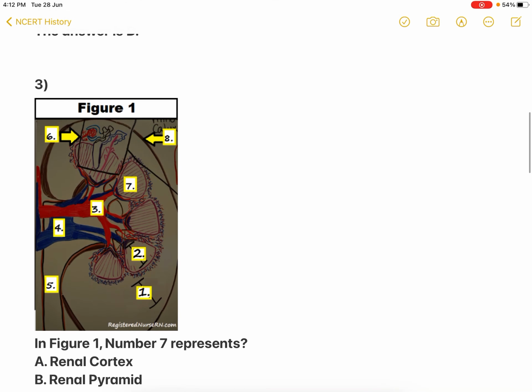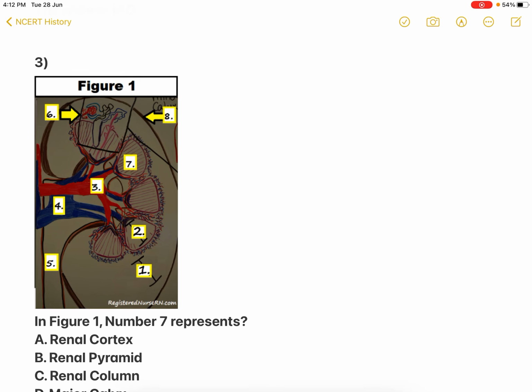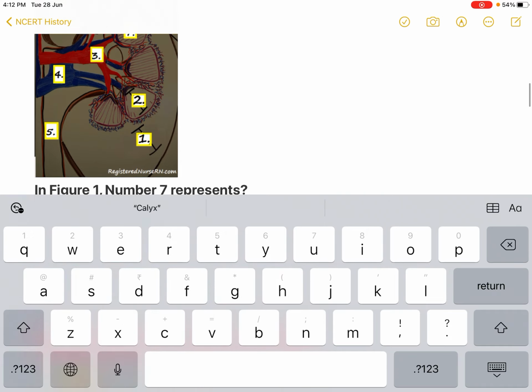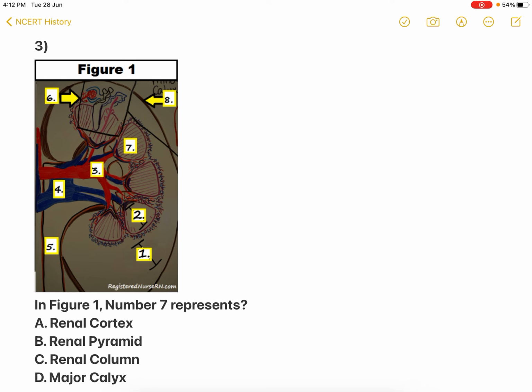Next question. Based on this figure, figure number 1, number 7 represents, labeled 1, 2, 3, 4, 5, 6, 7. Number 7 means this image, number 7. Option A, renal cortex; option B, renal pyramid; option C, renal column; option D, renal calyx. Correct answer here is B.